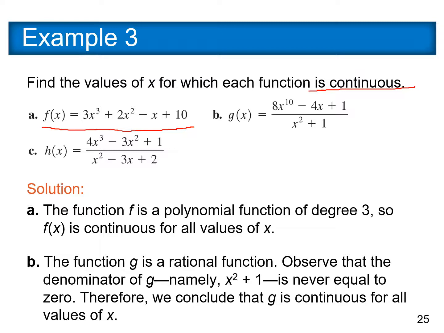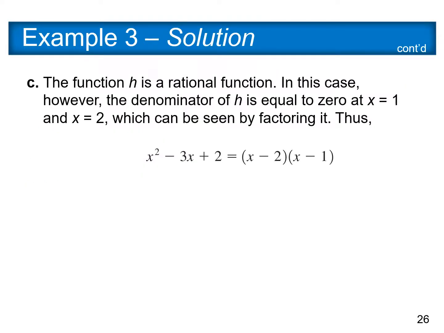So the whole function will be continuous as well. On the other hand, on exercise C, the function h in this case is a rational function, but in this case, however, the denominator of h can be equal to 0 at the points x equal 1 and x equal 2. So if you substitute x equal 1 or x equal 2, then the denominator would be equal to 0.